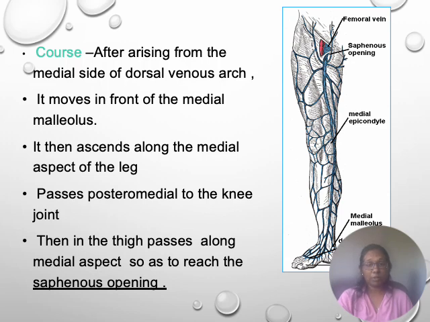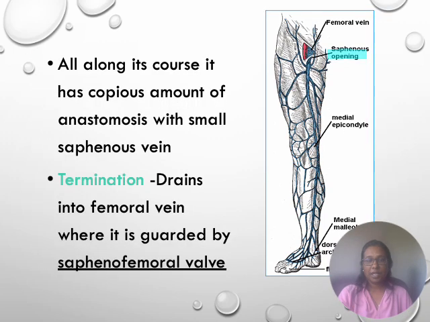Now, what is the saphenous opening? The saphenous opening is an oval gap in the fascia lata in the upper part of the thigh region. Its exact location is 3 centimeters below and lateral to the pubic tubercle. One more point to be noted in the course of the great saphenous vein is that it has a copious amount of anastomosis with the small saphenous vein along with its branches.